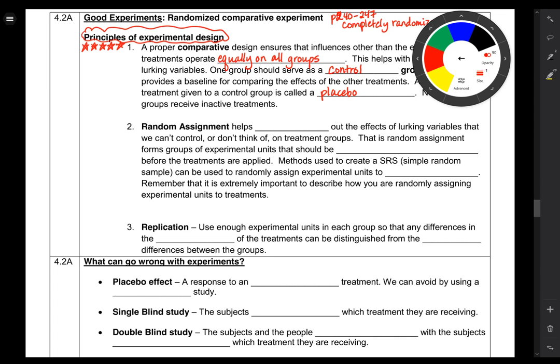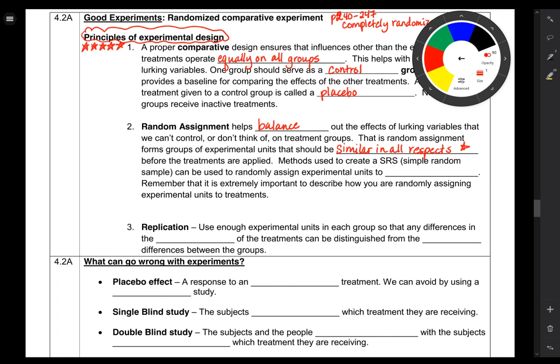Okay, random assignment helps balance out the effects of lurking variables that we can't control or don't even think of on treatment groups. That is, random assignment forms groups of experimental units that should be similar in all respects before the treatments are applied.